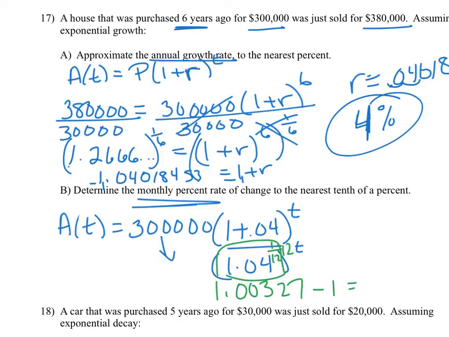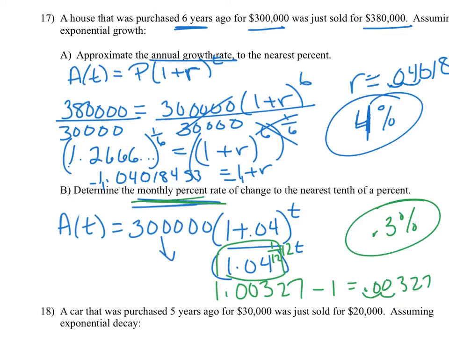And we get 0.00327, move it over 2 decimal places, and to the nearest tenth of a percent is 0.3 monthly percentage rate growth.